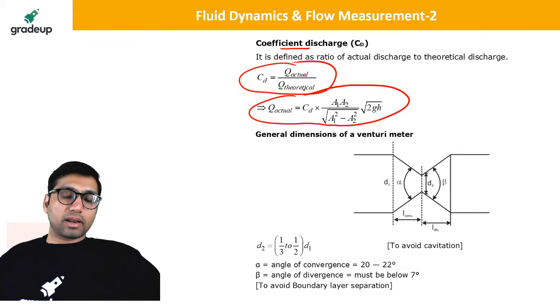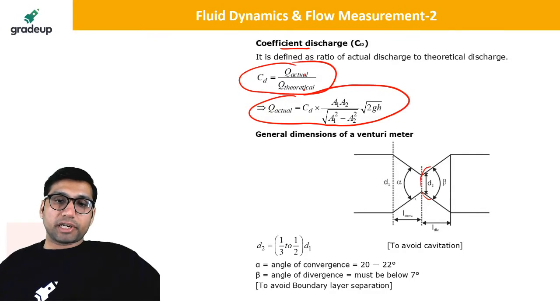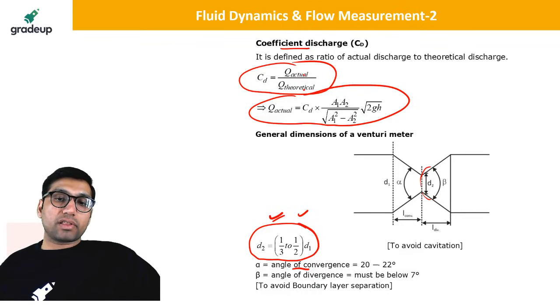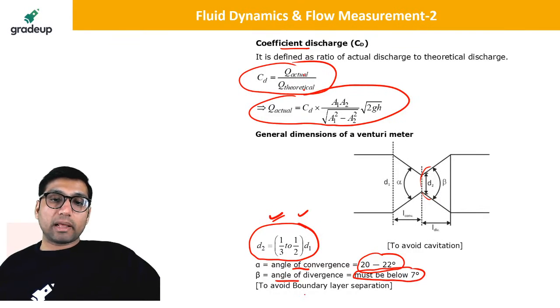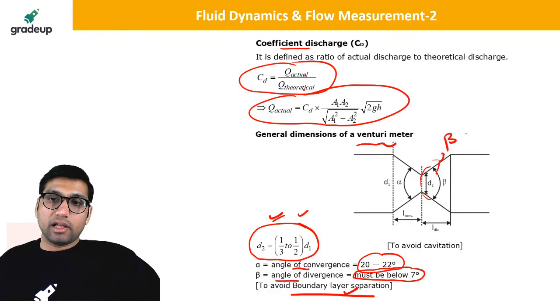There are some important points regarding the Venturi meter. The diameter of the diverging section is equal to 1 by 3 to 1 by 2 of the diameter of the converging section. This is an important relation. Also, the angle of convergence is around 20 to 22 degrees, and the angle of divergence must be below 7 degrees to avoid boundary layer separation. In the diverging portion, this divergence angle beta should be less than 7 degrees, so that the boundary layer separation can be avoided in the Venturi meter.